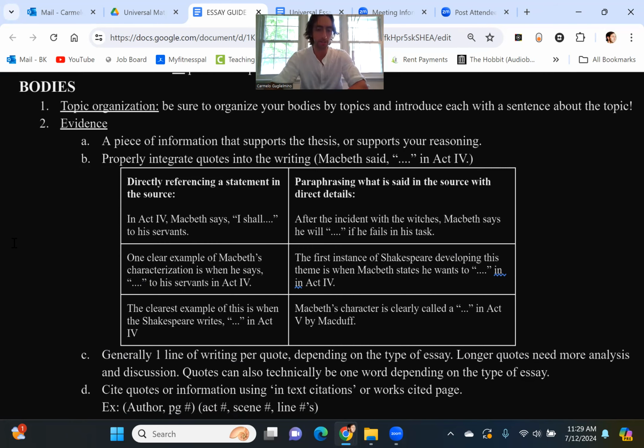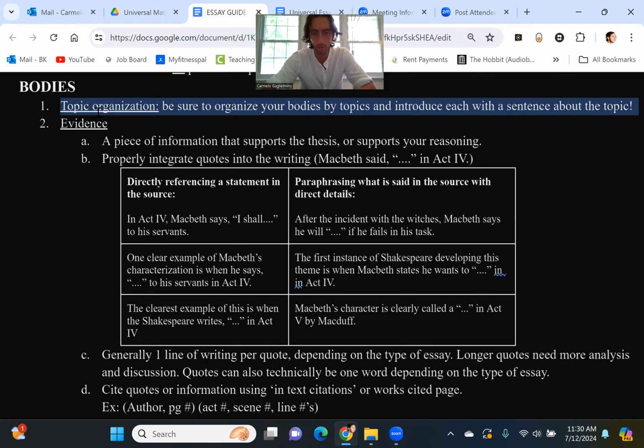How do we get into the bodies? The meat, right? The whole sandwich analogy for an essay. You basically want to do a couple things here. You need to have some organization of your topics, okay? So for example, let's stick with the Romeo and Juliet one.